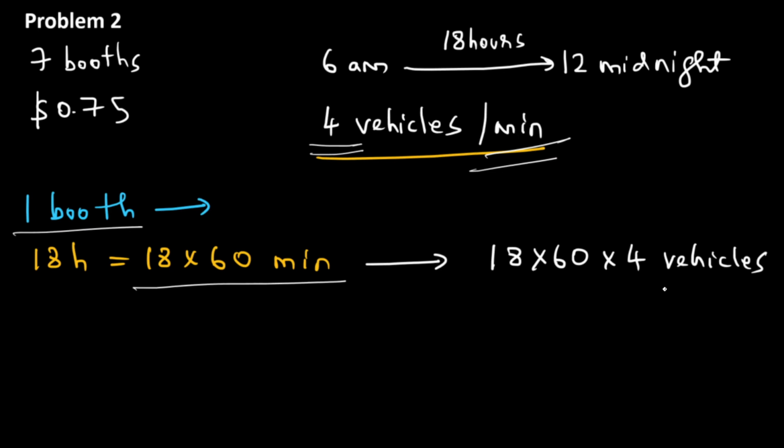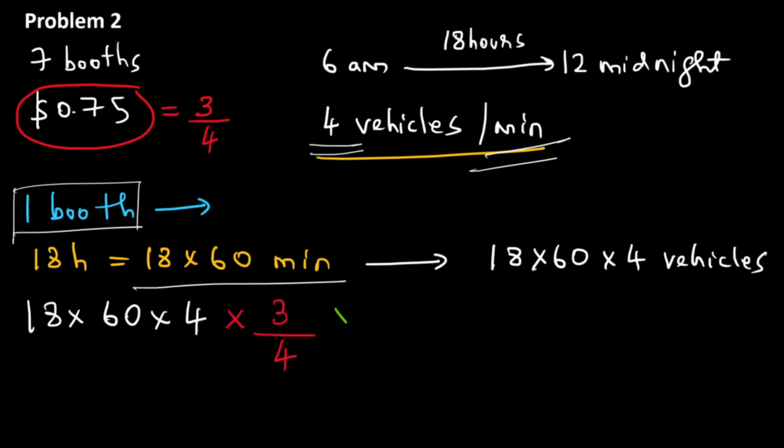Now the key to solve this question in a fast manner is to know that 0.75 is nothing but 3 by 4. You can solve the question even if you don't know this, but it will take you more time. If you know this, the calculation becomes much easier. So let's calculate how much money one booth would be making during this time. That would be 18 into 60 into 4 into 0.75, or instead of 0.75 we will write 3 by 4. And if you want to find the money collected by all the 7 booths, you multiply this with 7.